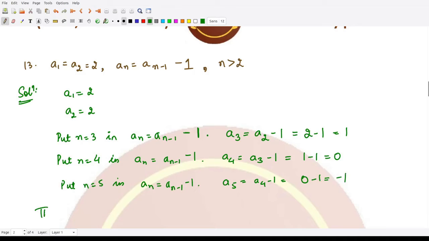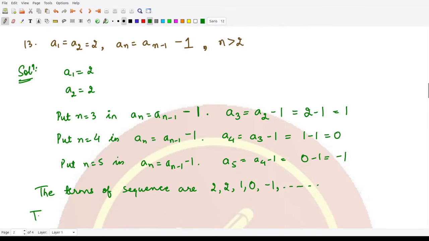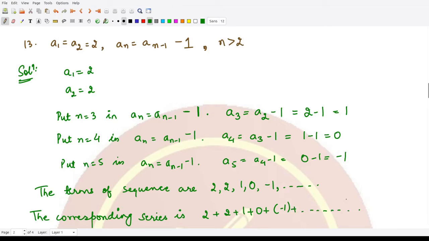So now the first 5 terms of the sequence are: first term is 2, second term is 2, third term is 1, fourth term is 0, next is minus 1 and so on. So therefore the corresponding series is, so we just need to copy down the contents. So that would be 2 plus 2 plus 1 plus 0 plus minus 1, and we write plus dot dot dot in order to represent that there are more terms available here, right?